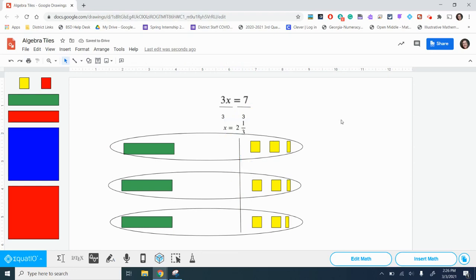And now let's see, how would we check our work? So if x is equal to 2 and a third, we could check our answer by substituting 2 and a third in for x. So 3 groups of 2 is 6, and 3 groups of a third is a whole, and 6 plus 1 is 7.